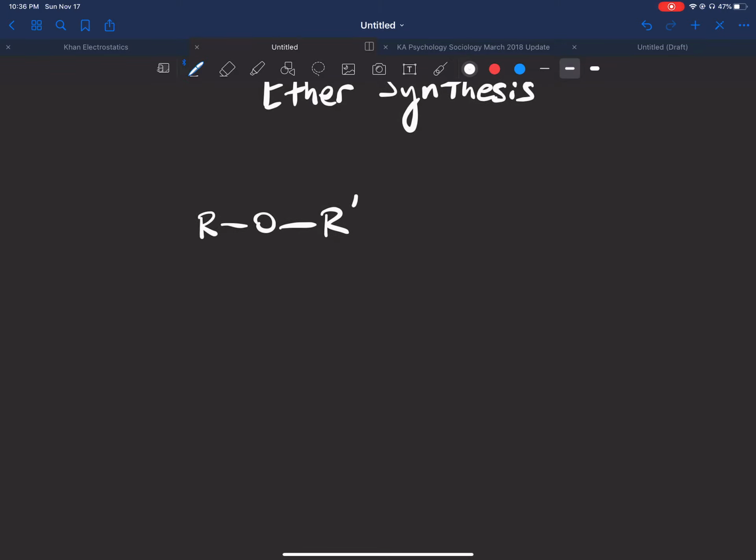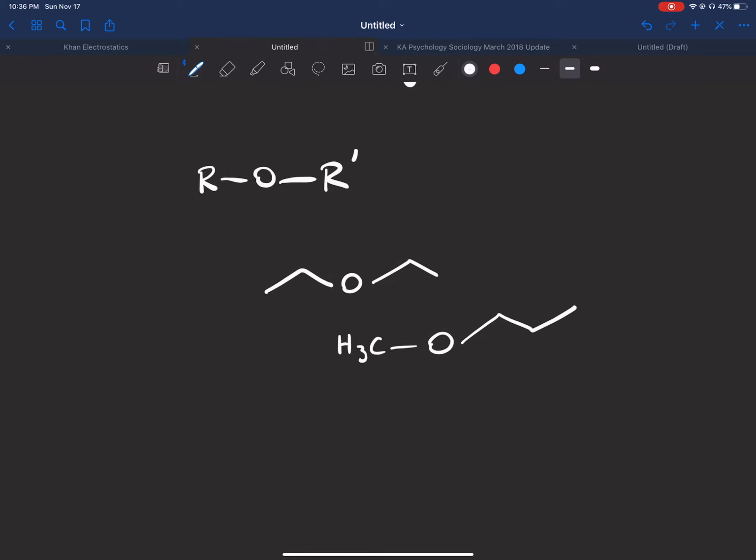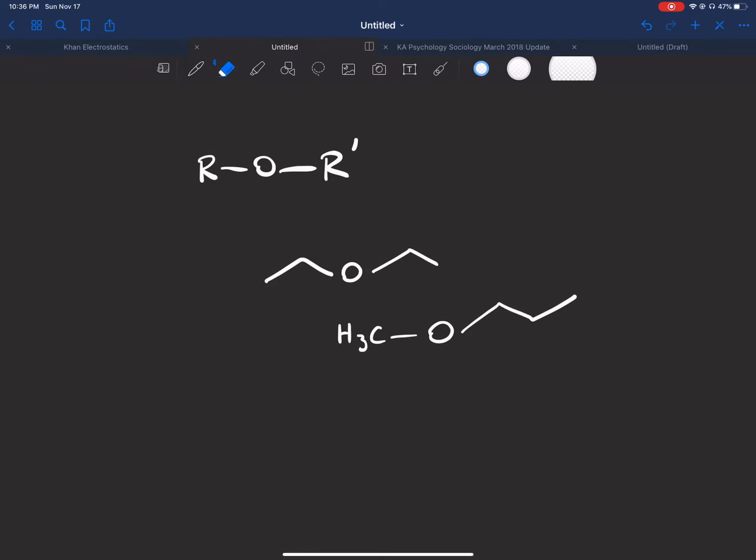So let's see an example of an ether with regular carbons. I can do something like this, that's a symmetrical one. How about something like this? It's just an oxygen bound to two other carbons.